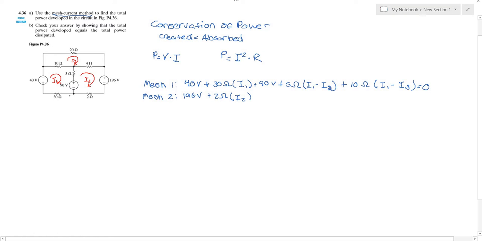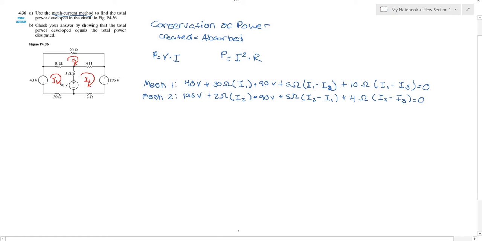Now, my current is entering the negative end of the 90V. So for this time around, it's negative 90V, right? And then same thing, my 5 ohm, except this time my orientation is based on I2. So I'll make my I2 my starting one minus I1, right? And then same thing, my 4 ohm resistor is going to be I2 minus I3, equal to 0, right?